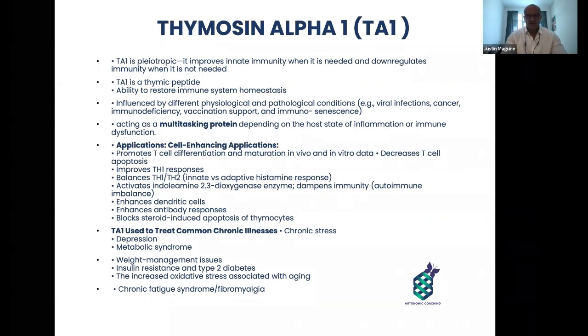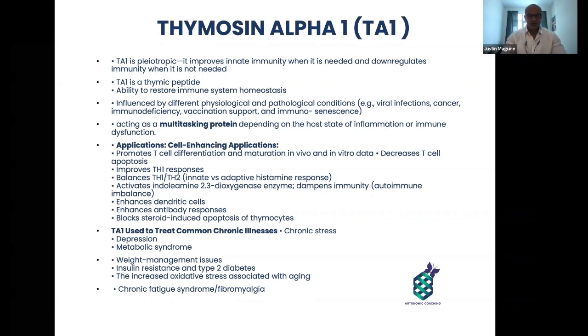This also activates this particular compound, indoleamine 2,3-dioxygenase, okay, which is very important to help regulate the rate of immunity itself. So for those who have autoimmune imbalances, this is an amazing peptide to utilize as an adjunct to any other form of allopathy that you might be currently prescribed. Enhances dendritic cells, okay, so it helps, in other words, the communication of synapses between neural bodies, enhances antibody responses, blocks steroid-induced apoptosis of thymocytes, which is what I mentioned before about the HRT.